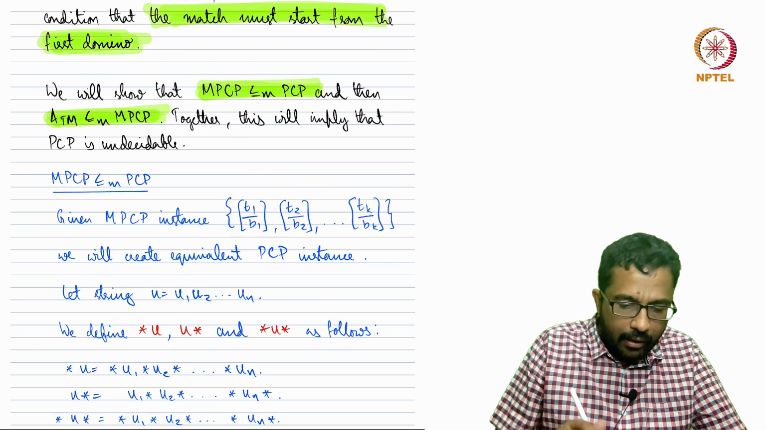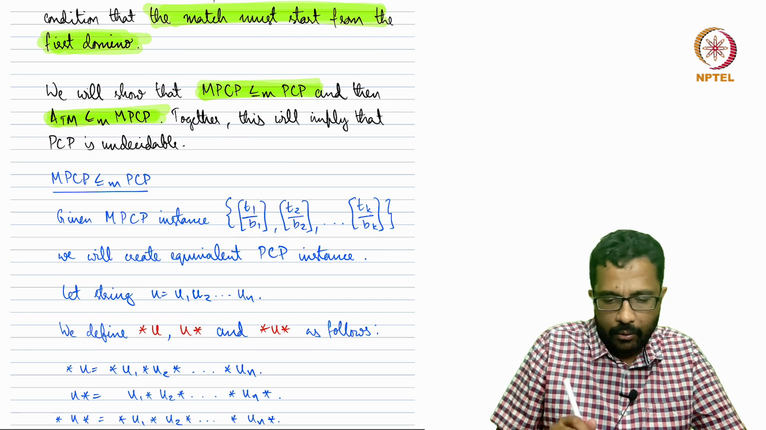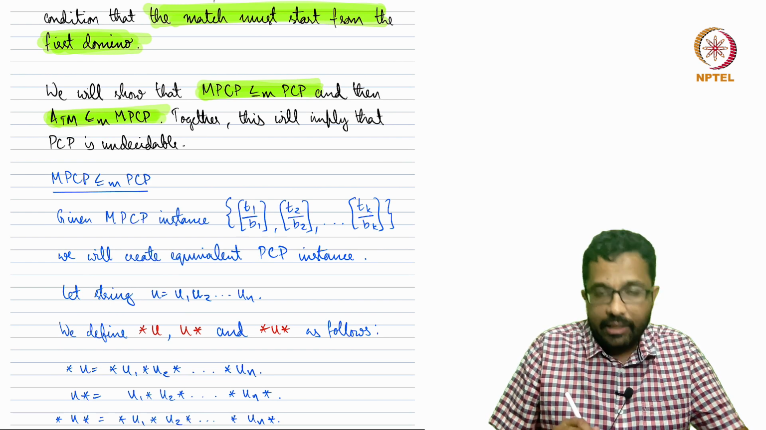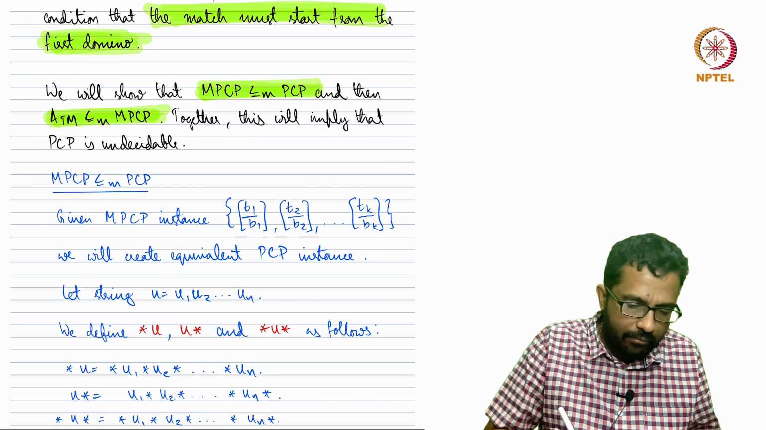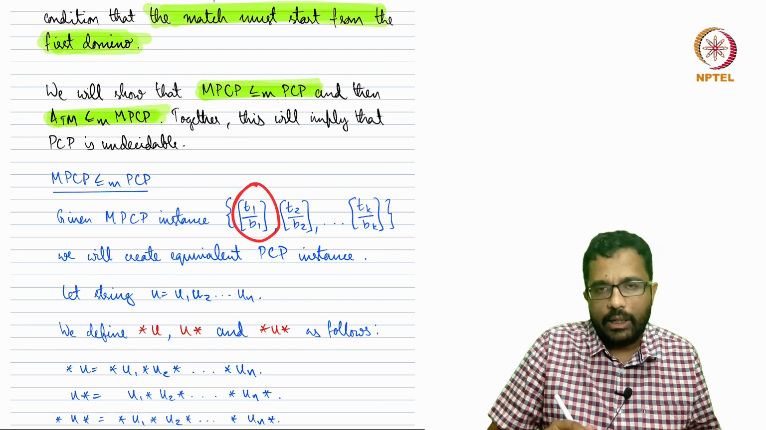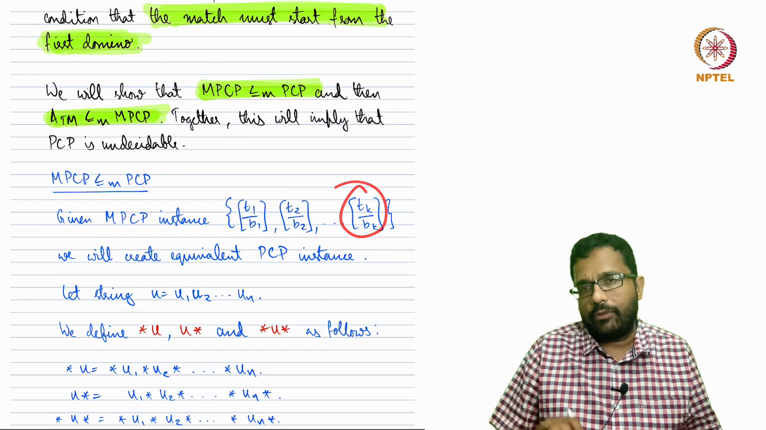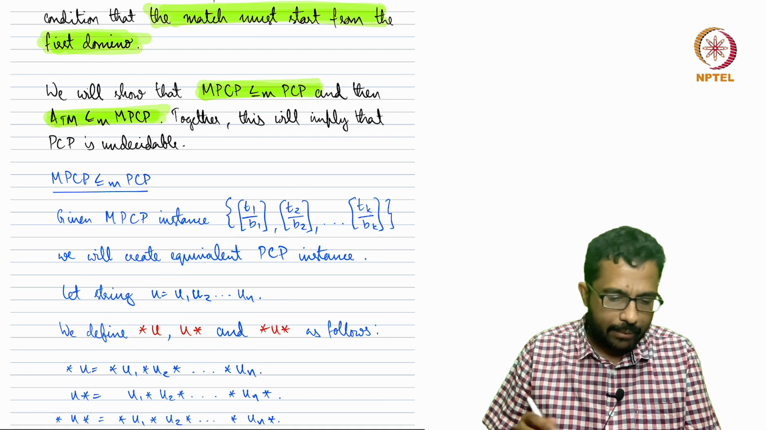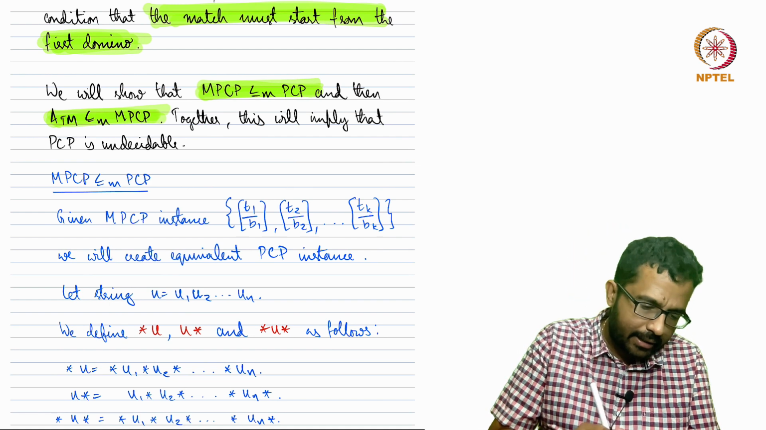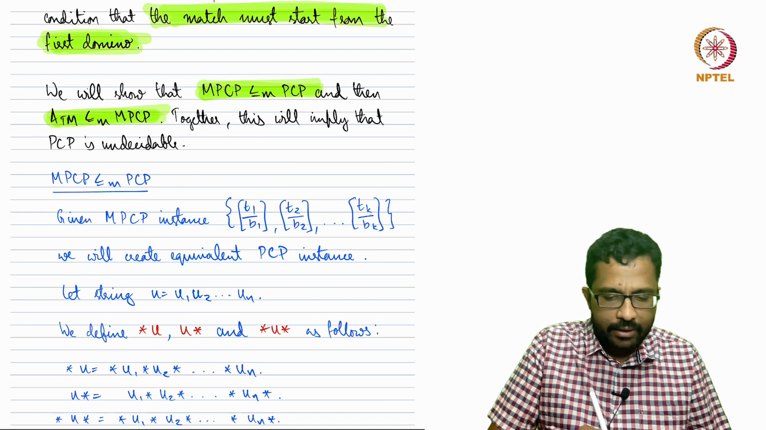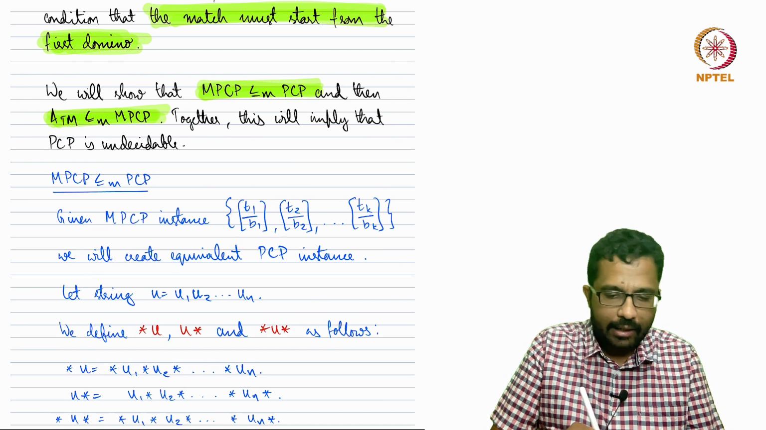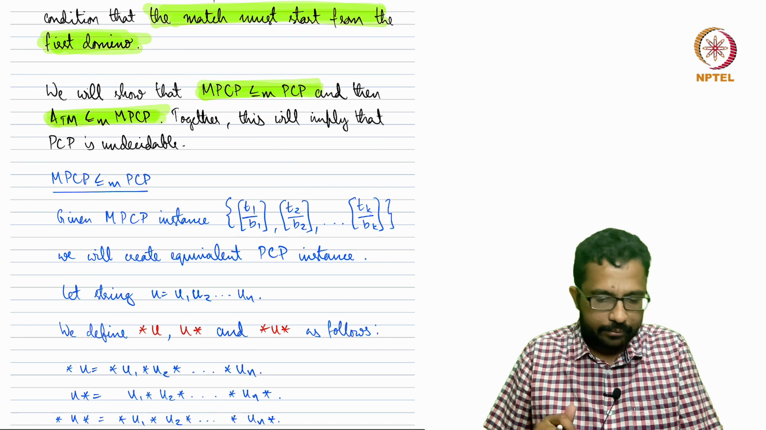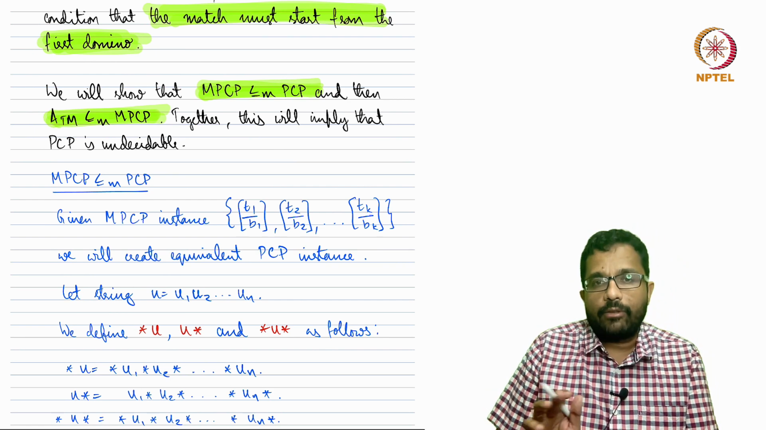Now we will create an equivalent PCP instance. If I look at this whole instance as a PCP instance, it need not be equivalent, because in PCP there is no constraint that the match starts with T1 by B1. It could start with TK by BK, for instance, which would not be acceptable in the MPCP instance. So we'll construct using this instance itself, but the construction will ensure that a match will begin from T1 by B1 or the corresponding domino from T1 by B1.